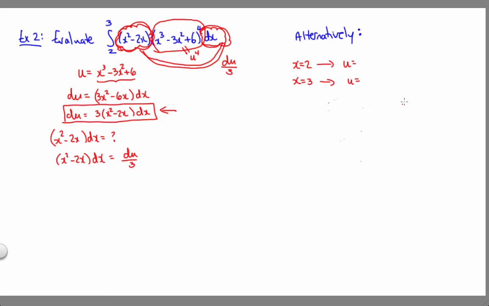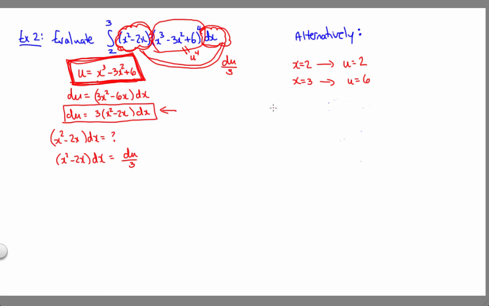So we need to look back at our original substitution that we made. Remember that u was this cubic polynomial here, x cubed minus 3x squared plus 6. And let's try plugging the x value 2 into this expression here, so we'll figure out what u value that corresponds to. An x value of 2 plugged in here gives us a u value of 2. If we do the same thing for x equal 3, plugging back into this expression here, we're going to get a u value of 6.